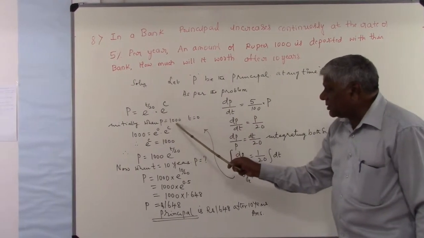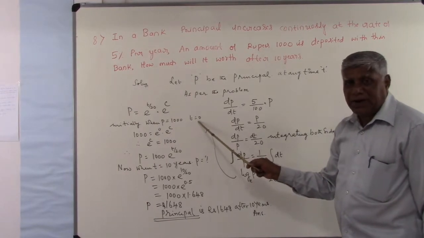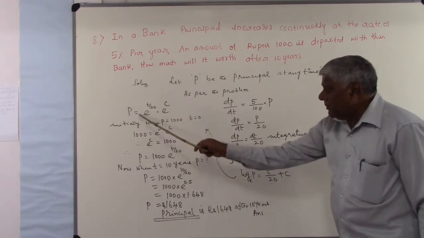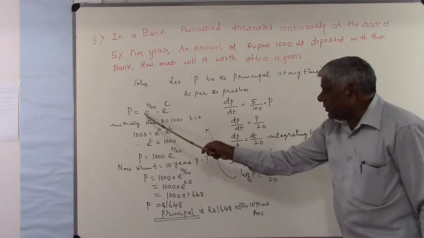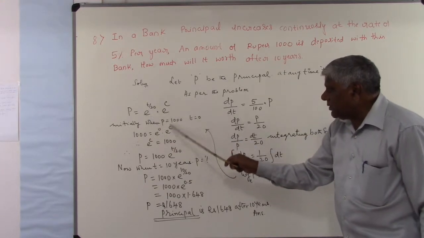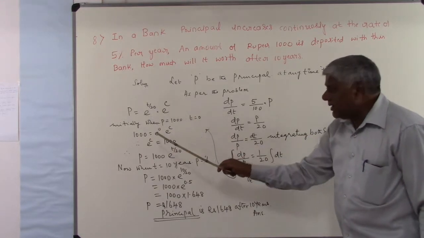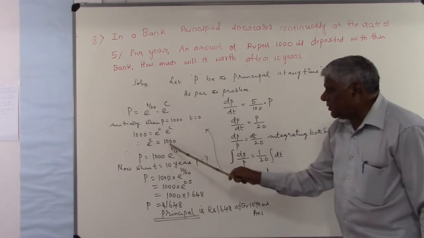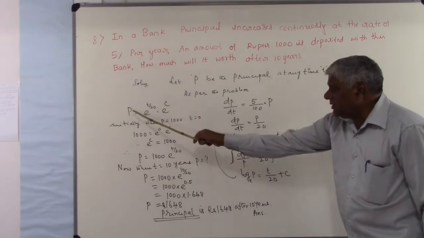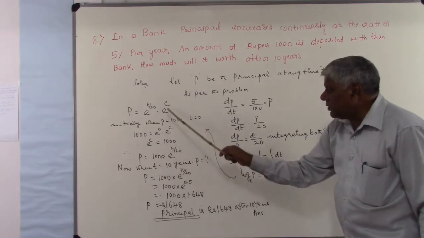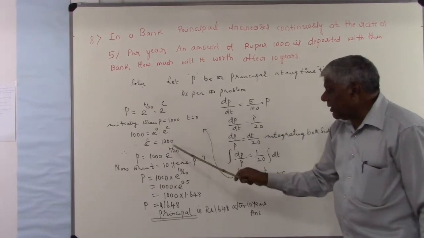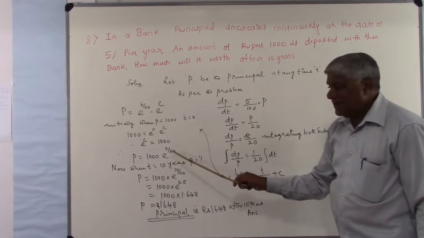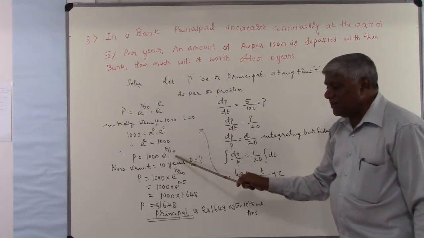When P is equal to 1000, time will be 0 at that time. Therefore, 1000 is equal to e to the power of 0 into e to the power of c. But e to the power of 0 is 1. So e to the power of c is equal to 1000. Now the equation becomes P is equal to 1000 e to the power of t by 20.